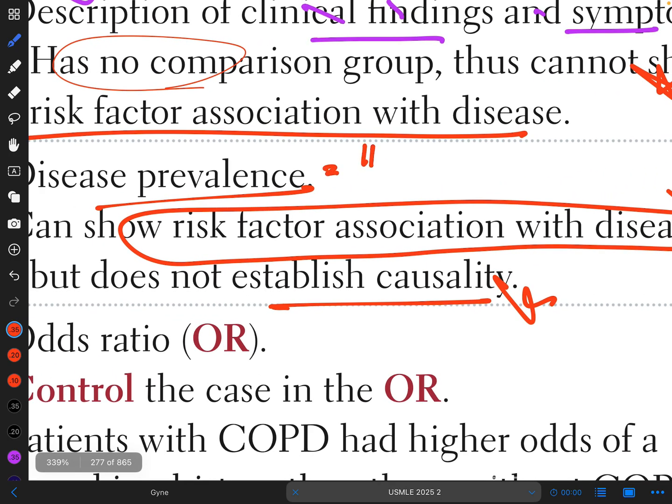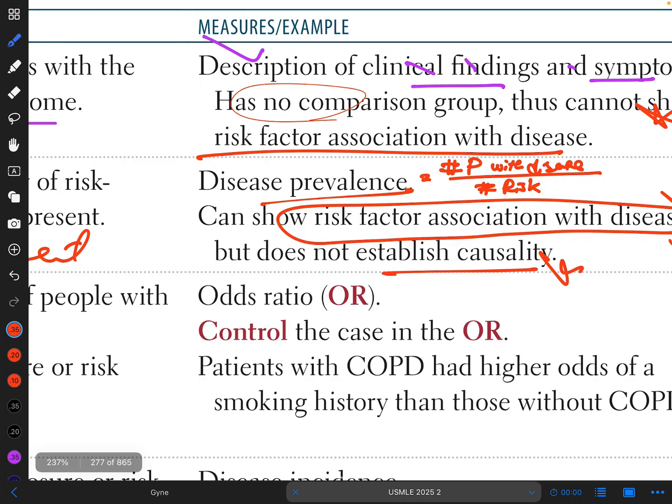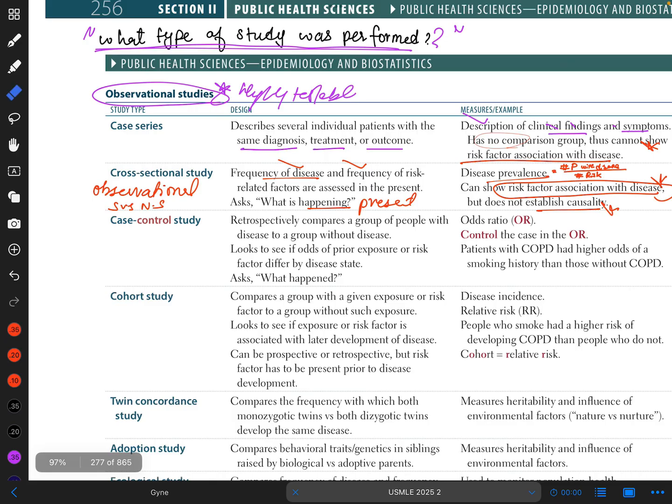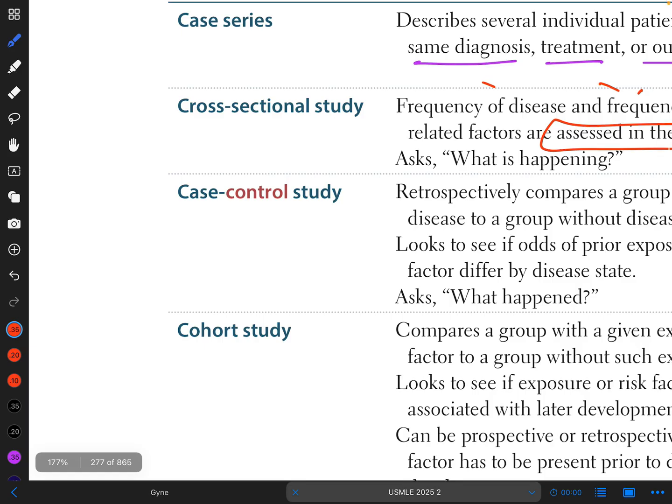Now, do you remember what prevalence means? Prevalence is defined as the proportion of people in a population with a disease at any given time. The equation says the number of people in a population with a disease over the number of people that were at risk for getting that disease. An example of a cross-sectional study would be looking at smokers versus non-smokers and their frequency of peripheral vascular disease. Here you're collecting data in the present moment to assess the frequency of peripheral vascular disease within a group of smokers versus a group of non-smokers.